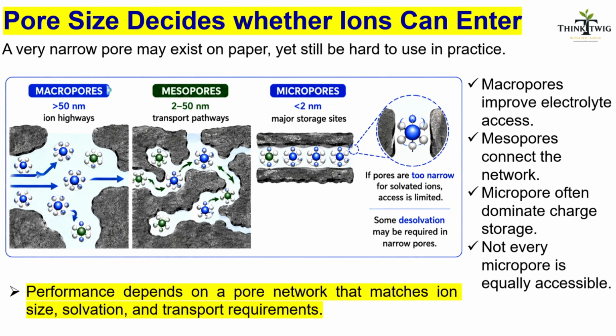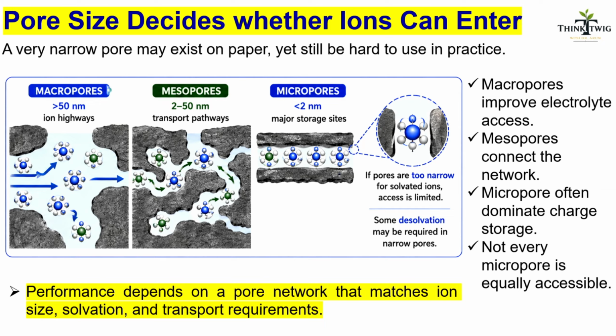And micropores provide a large internal surface and often contribute strongly to the charge storage. But here comes an important twist. Not every micropore works equally well. A pore can have useful internal surface, but if its entrance is restricted, the ions struggle to use it. A pore can also be poorly connected to the rest of the network, and that reduces its contribution.